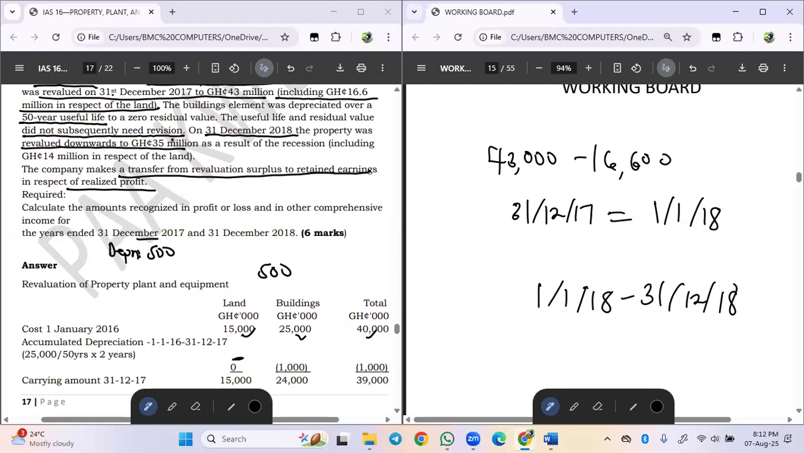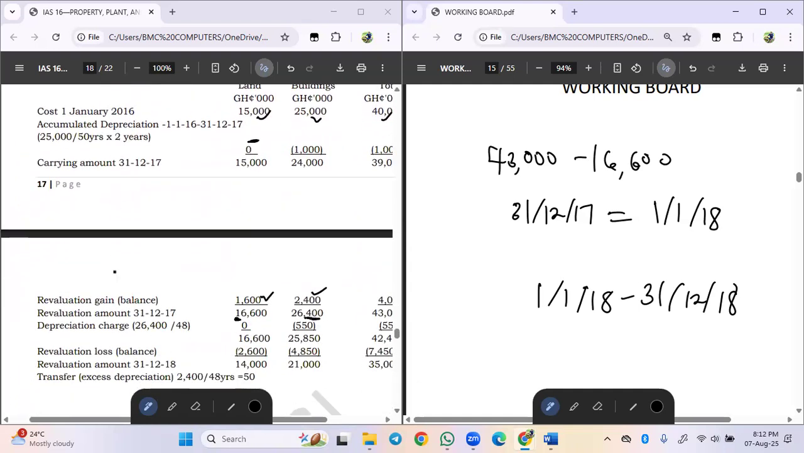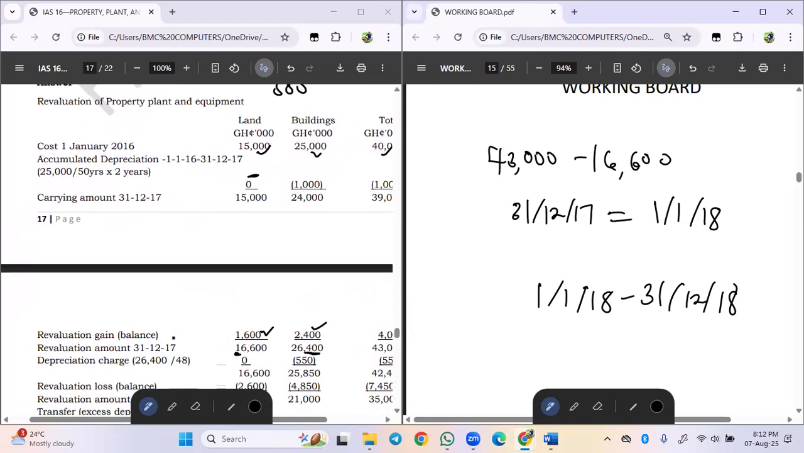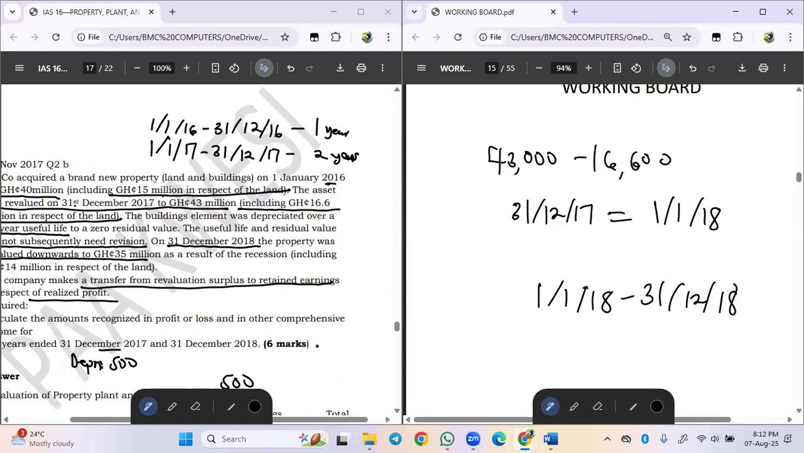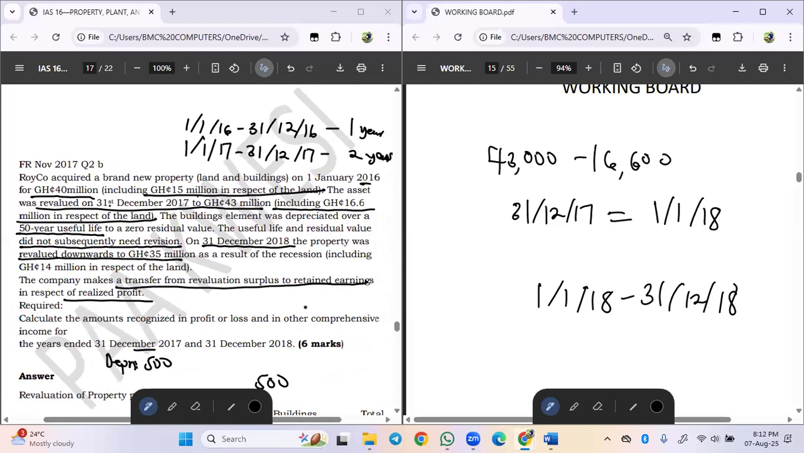This time around 35 million, including 14 million, what is that? Land. So you determine the depreciation charge for 2018. Now, you do not depreciate land. For building, it will be the revalued amount. Subsequently after revaluation, you determine depreciation on the revalued amount. That's the 26,400 divided by the remaining useful life, because they said that the useful life and residual value did not subsequently need revision. So it was the old one, 50 years.